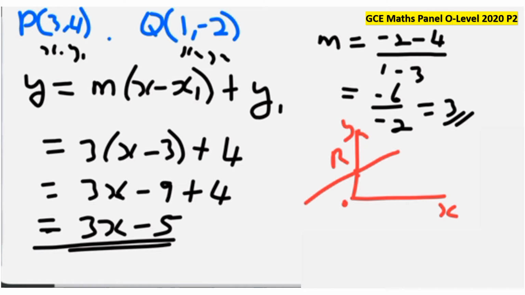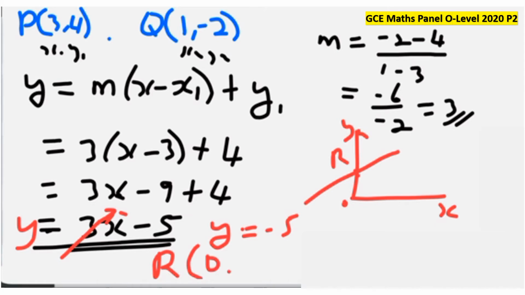So the coordinates of the point R will be 0, something, which we have to look for. Now let us put 0 into our equation. Our y will be equal to 0 times 3, that is 0, minus 5. So the value of y at that point will be minus 5. Therefore the coordinate of the point R will be 0, minus 5. So that's the point R.